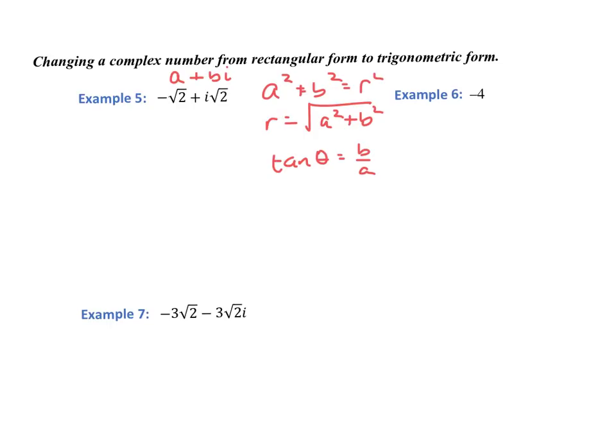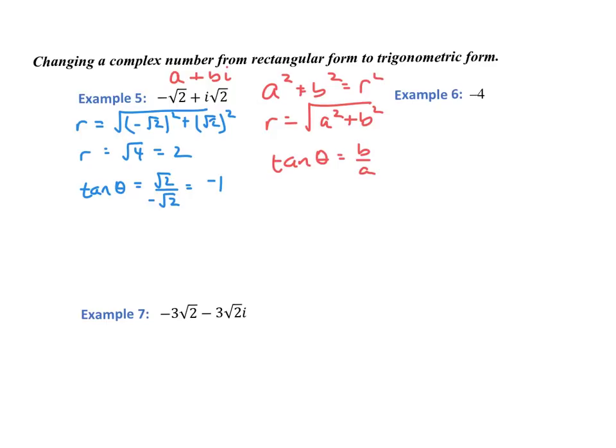Alright, so if this is a plus bi, a is equal to negative root 2, and b is equal to root 2. So I'm going to start out by figuring out that r is equal to the square root of negative root 2 quantity squared plus root 2 quantity squared. After simplifying your root 2 squareds, you should eventually get the square root of 4, and then equal to just plain old 2. Then tangent of theta is equal to root 2 over negative root 2, because it's b over a, which is equal to negative 1.